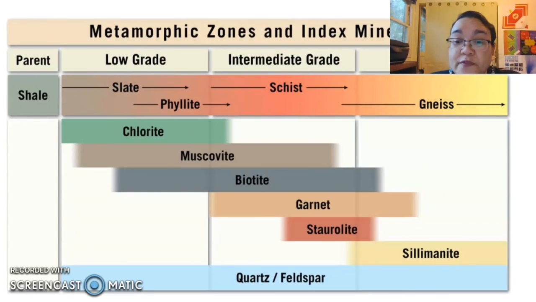Metamorphic grade increases to an intermediate grade schist, and that's produced with intermediate grade metamorphic temperature and pressure. Index minerals include biotite, but also garnets and staurolite. Finally, under high-grade metamorphic conditions, the shale is transformed into gneiss.